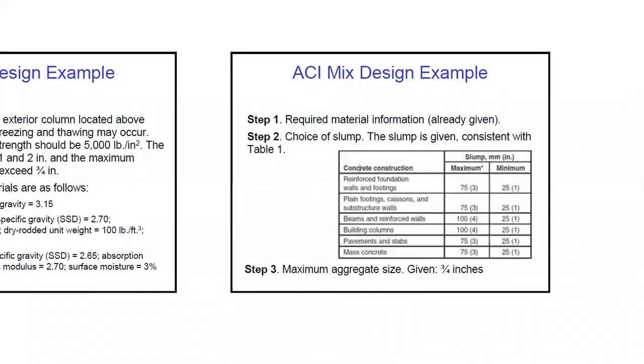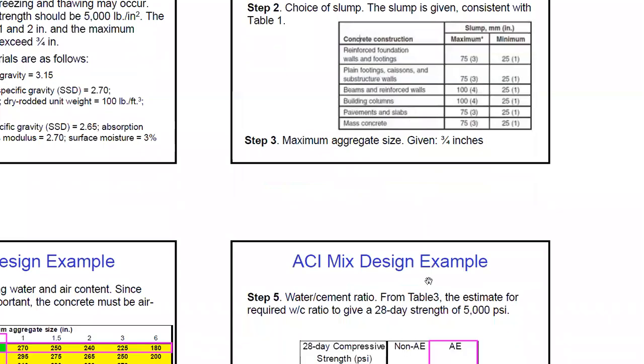Required material information. So that is already given. All the information that we had to find out in step number 1 is given to us. Choice of slump. So slump is also given. Step number 2 is it is 1 to 2 inches. Step number 3, maximum aggregate size. This is also given, 3/4 inches.